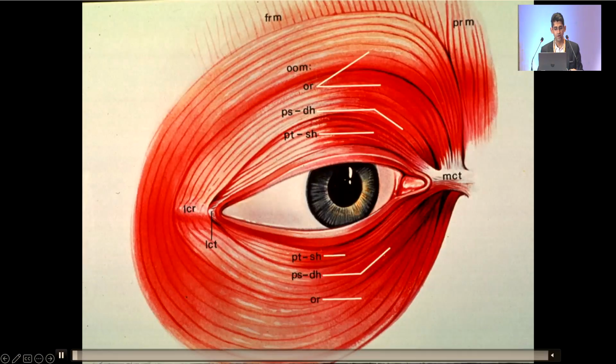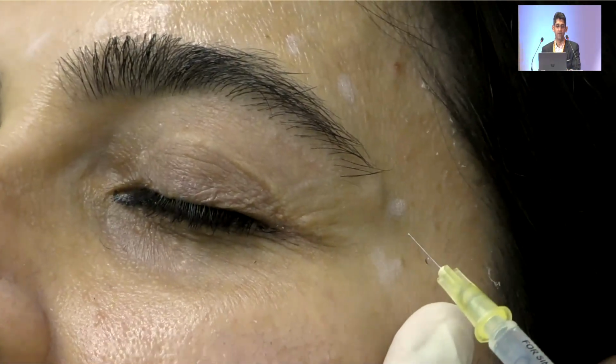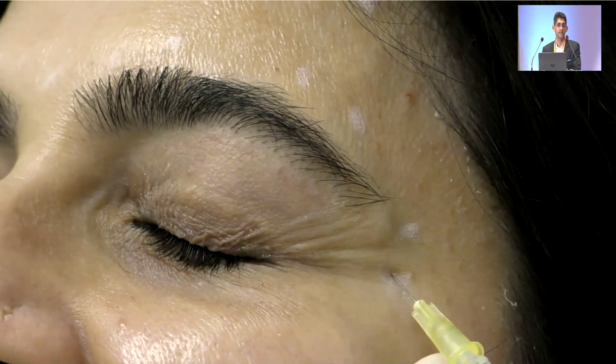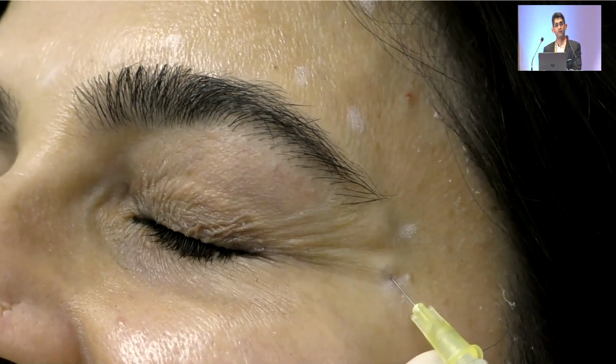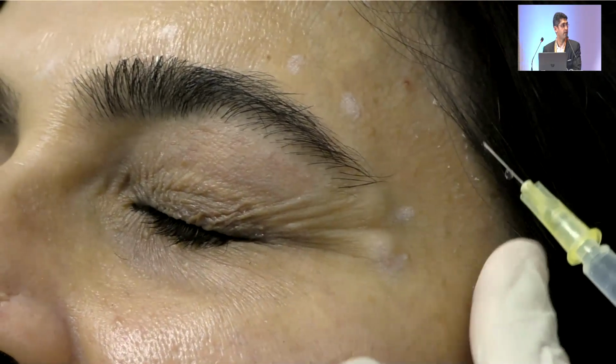This is a short video which shows how crow's feet injection is done in a patient. So this is the topmost point. Now, if you are comfortable, you can inject with the needle pointing towards the globe, but as beginners, I would advise that you inject from the opposite direction where the needle is pointing away from the globe, and you can keep a finger within the orbital rim.